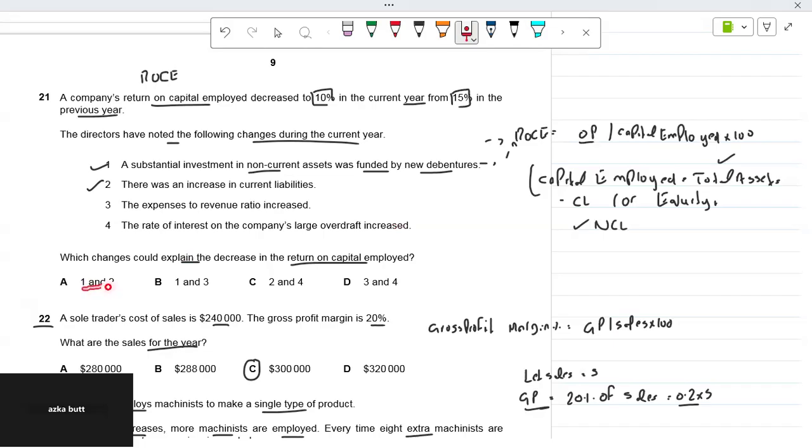So if you see 1 and 2, both changes could explain the decrease in ROCE. If you see B, 1 and 3, both changes could explain the decrease in ROCE. If you see 2 and 4, change 2 could explain, but change 4 does not directly affect the ROCE. And if you see D, change 3 could explain, but change 4 does not directly affect the ROCE. So 1 and 3 are the changes that could explain the decrease in return on capital employed. So B option is the right option.